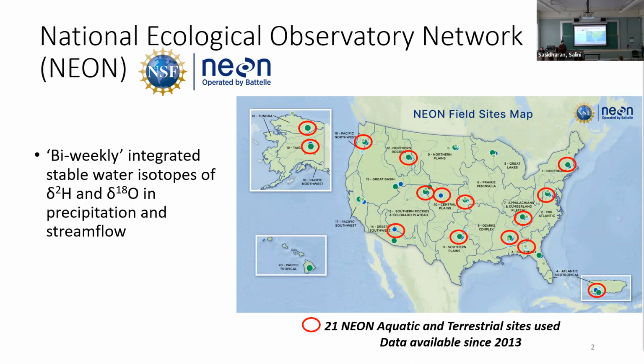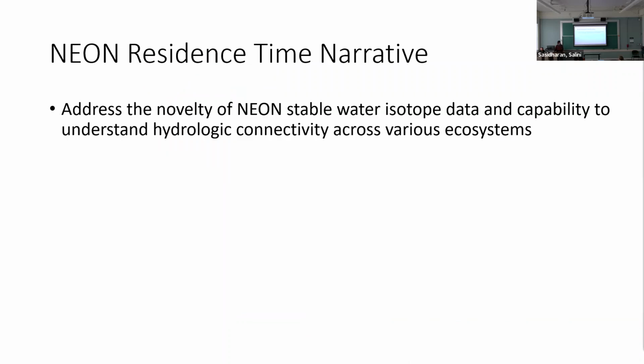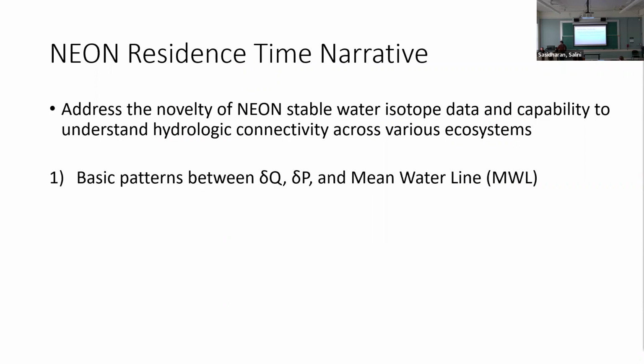Essentially, data is available since 2013 and 2014, going to the present in 2022. The unique thing about NEON is that it has both aquatic, which is stream flow, and terrestrial, which is precipitation data. We are looking at stable water isotopes, both the hydrogen and the oxygen, looking at precipitation and stream flow. So our narrative is to address the novelty of NEON stable water isotope data and the capability to understand hydrologic activity among various ecosystems in North America.